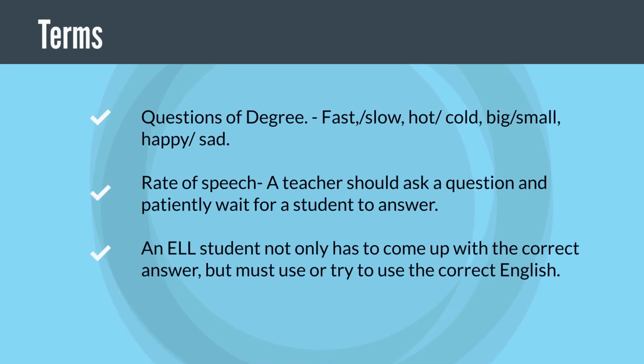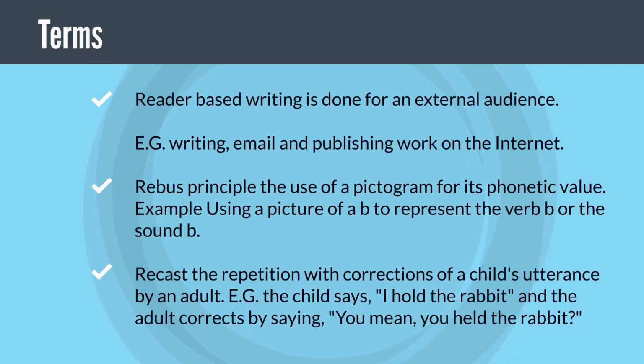Questions of degree: fast/slow, hot/cold, big/small, happy/sad. Rate of speech: a teacher should ask a question and patiently wait for a student to answer. An ELL student not only has to come up with the correct answer but must use or try to use the correct English. Reader-based writing is done for an external audience, e.g., writing email and publishing work on the internet.